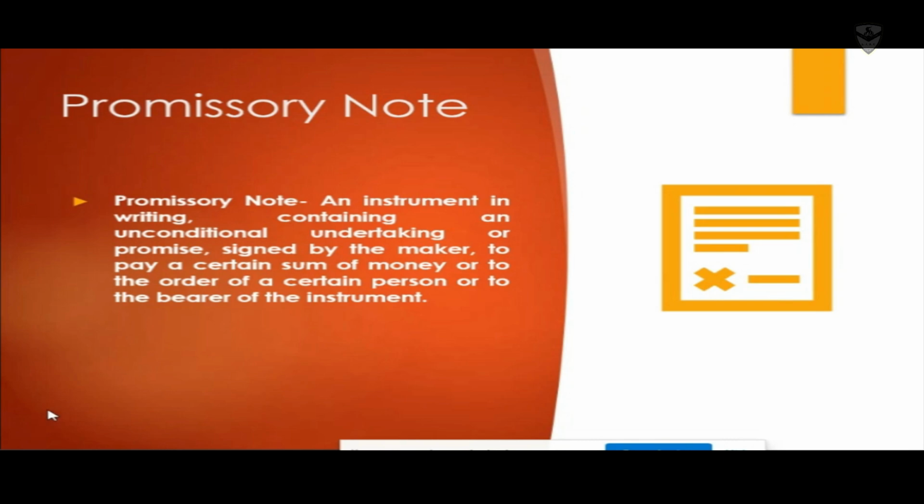A promissory note is an instrument in writing containing an unconditional undertaking. Unconditional means there should not be any condition. I'm promising that you will receive this money on so and so date if you bring this note. That is the unconditional undertaking, and it should be signed by the maker to pay a certain sum of money, either to the order of the person who's mentioned in the bill, or to the bearer, the person who's carrying that instrument.